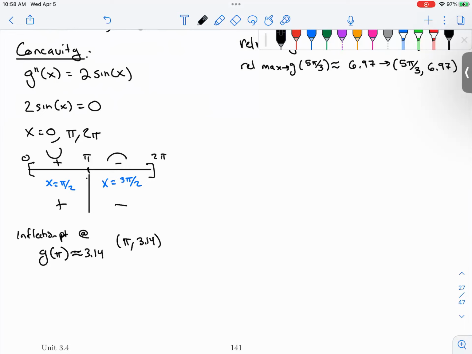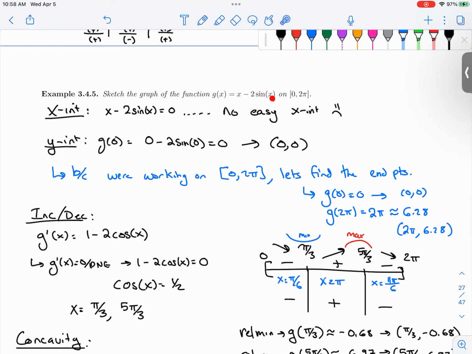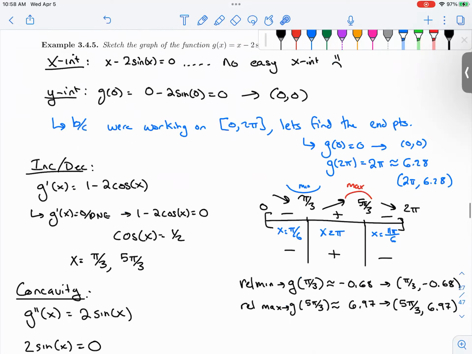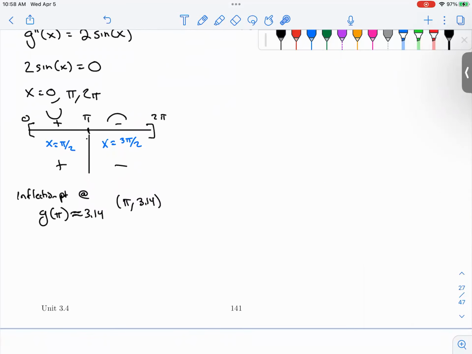So remember, we're plugging into the original function. And so you're going to get pi minus 2 times sine of pi. 2 sine pi is 0. So it's just pi. And then because we're making all of our y values in actual measurements, not angle measurements, I'm going to leave it as 3.14. But you can leave it as pi. So, any other questions?